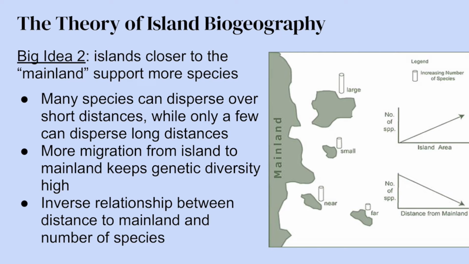Last thing to know is that it's an inverse relationship between the distance to the mainland and the number of species. So the further you are from the mainland, the fewer species will exist on that island.